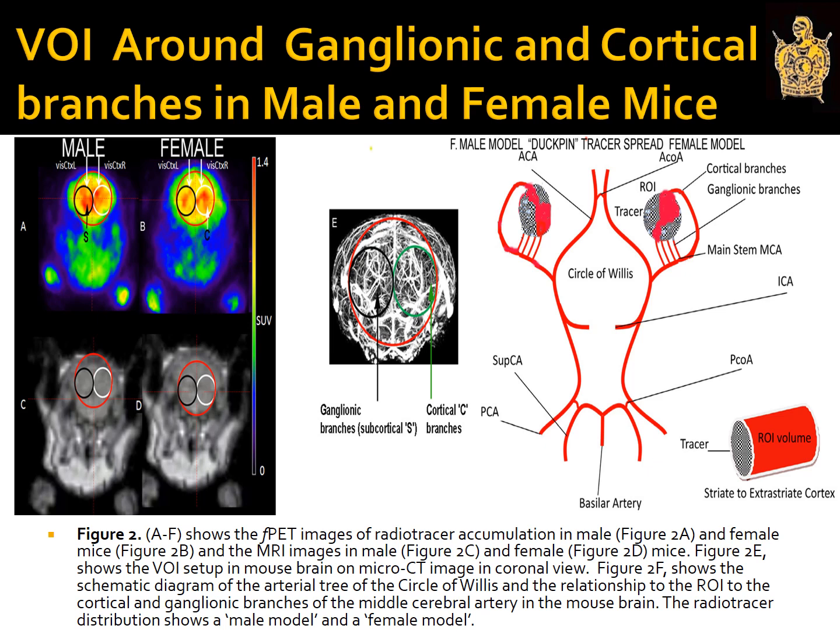We demonstrate the PET images in male and female mice in the right and left visual cortex. Then, in the MRI images below, and the contrast CT angiography, which shows the ganglionic branches and the cortical branches. And a schematic diagram is shown of the circle of Willis in mice and the tracer accumulation.